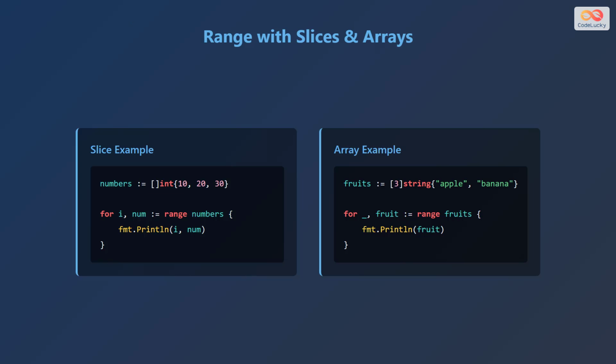Here's an example using an array. We create an array of strings called fruits with a length of 3, containing the values apple and banana. Note that the third element will be an empty string. Then, we use a for loop with range to iterate over the array. We use the blank identifier underscore because we are not using the index here. Inside the loop, we print the value fruit for each element in the array.